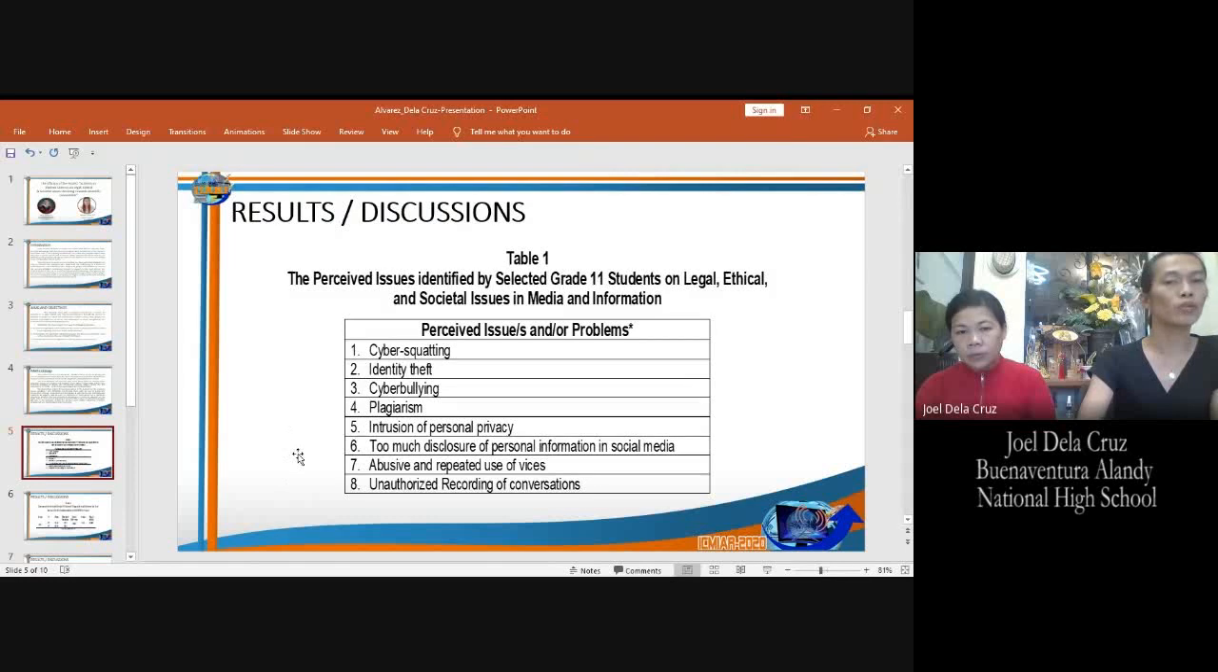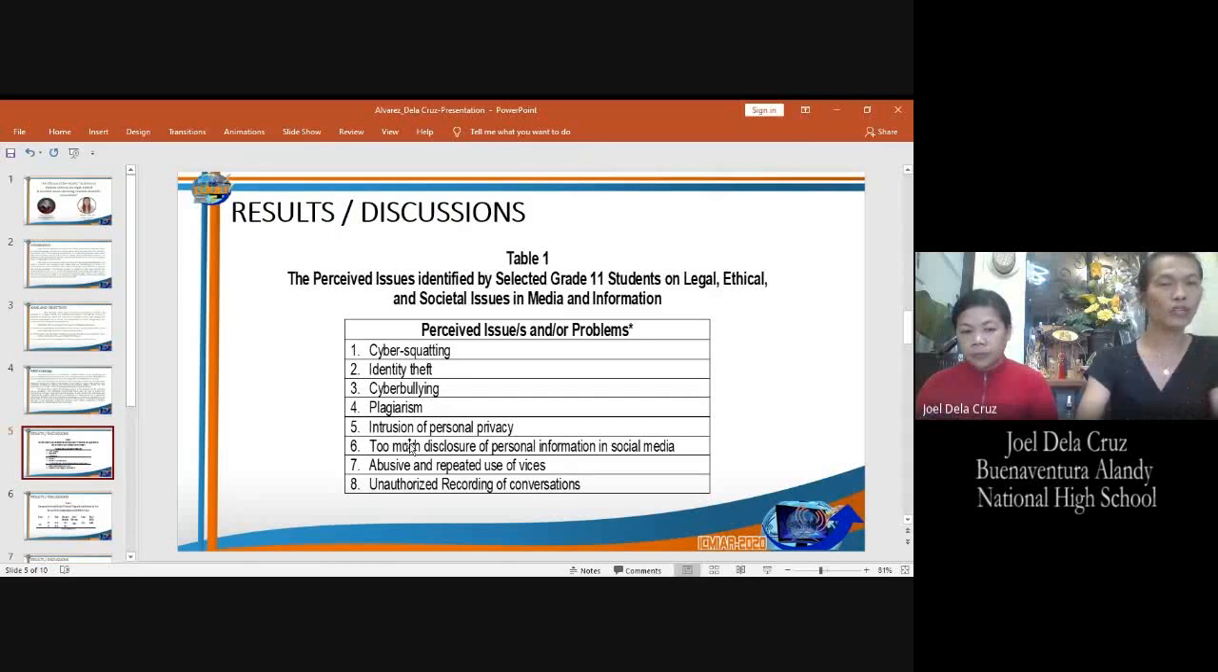We also have the intrusion of personal privacy, too much disclosure of personal information in social media, and abusive and repeated use of voices in unauthorized recording of conversation. This table shows the learners prior to the conduct of the Slides In project.